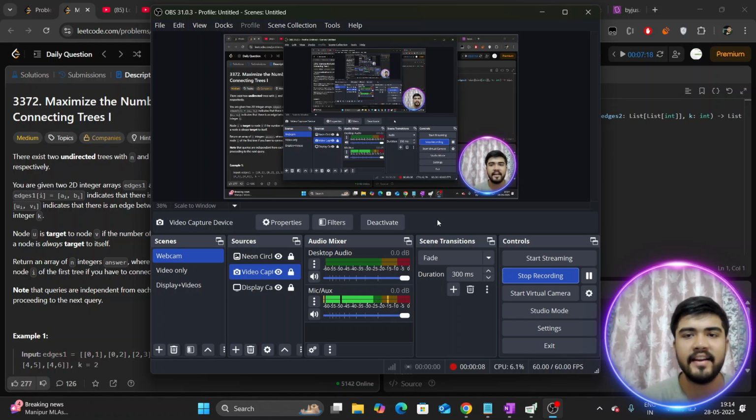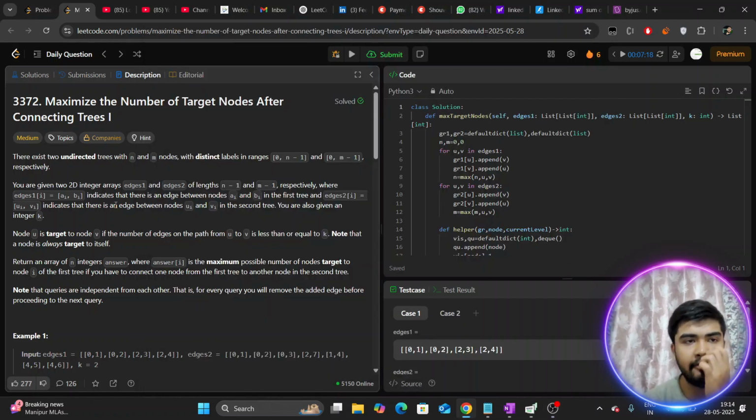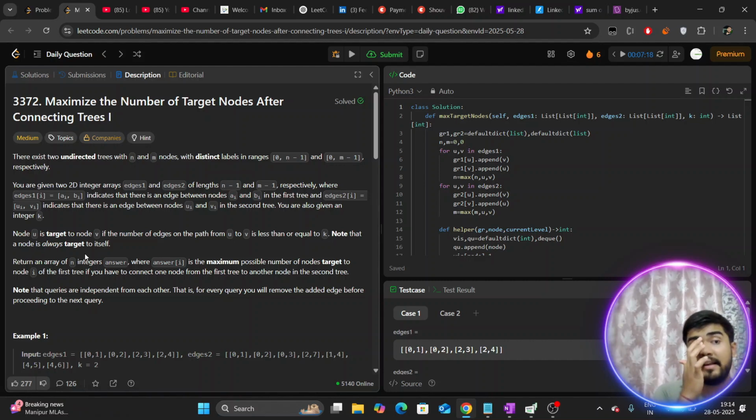So let's get started. Today we have this problem: Maximize the number of target nodes after connecting trees one. This problem is tagged as medium difficulty, and I feel it's a medium. It's not that hard.